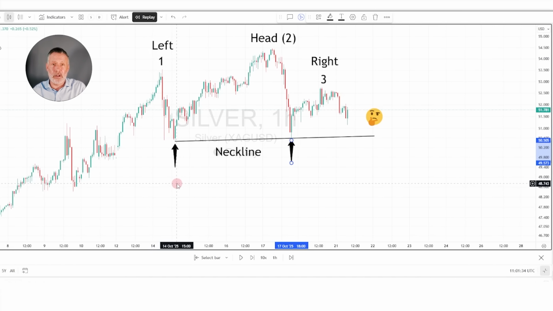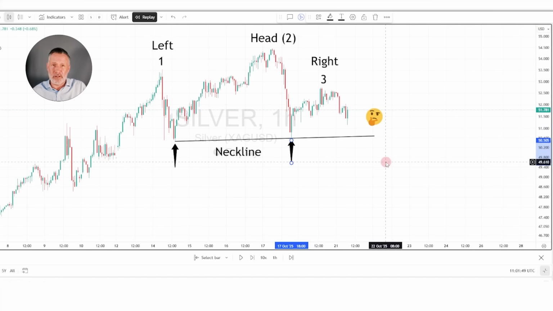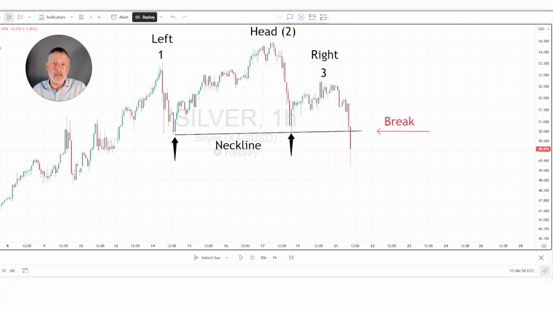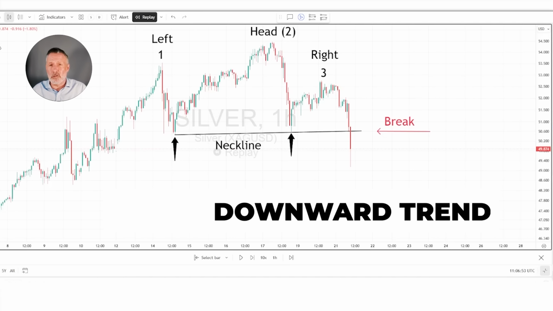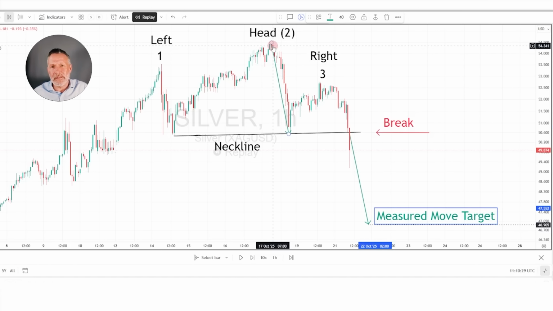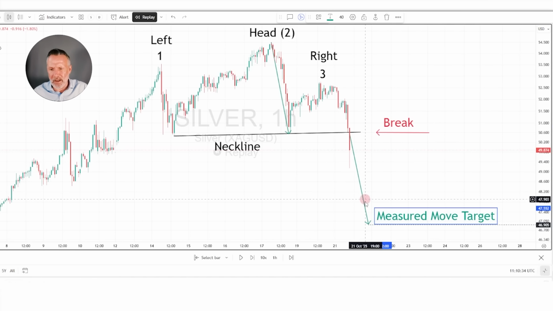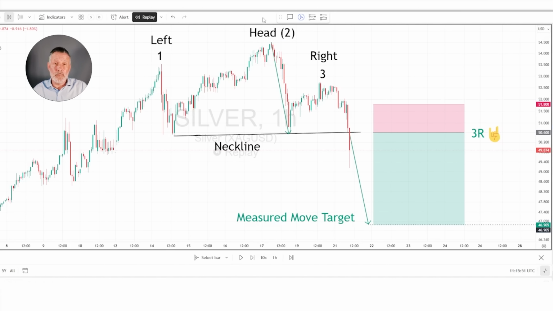We have spotted the structure, so how do we trade this pattern? Now the fourth component is known as the neckline. We draw a line between the two swing lows that connect the bottom of the left shoulder and the head. Now this is a very critical level. A break below here confirms the pattern. This usually signals the start of a downtrend, and traders will often enter short positions here. The measured move target is calculated by taking the length from the head to the neckline and then projecting that from the breakout level. The hard part has been achieved.